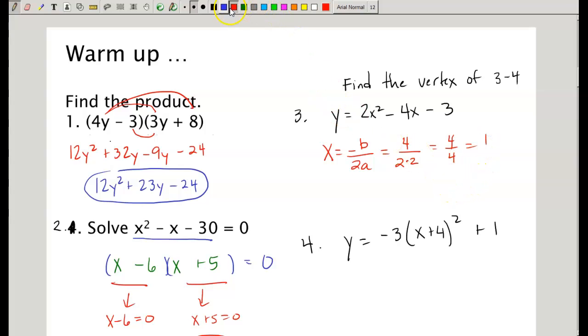My x value of the vertex is 1. That's also my axis of symmetry, by the way. In order to get the y value, we have the x value right here, so we plug that into the function. We'd get 2 minus 4, which is negative 2, and then minus 3, so we should have negative 5 there. So the y value should be negative 5, and your vertex is 1, negative 5.